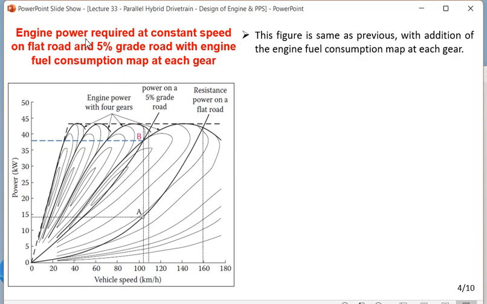This slide says engine power required at constant speed on flat road and 5% grade road with engine fuel consumption map at each gear. So at each gear, they have shown how much the engine fuel consumption is, and this central elliptical area is the maximum efficiency region at that gear. That means if you are in the fourth gear and driving between 55 and 85, you'll have maximum fuel efficiency. So this figure is the same as the previous figure.